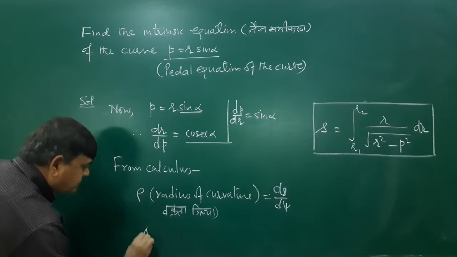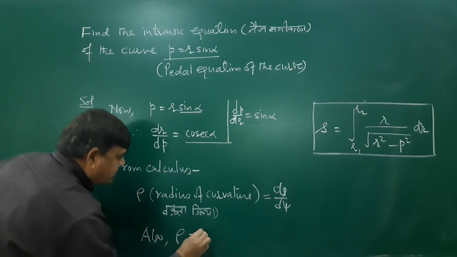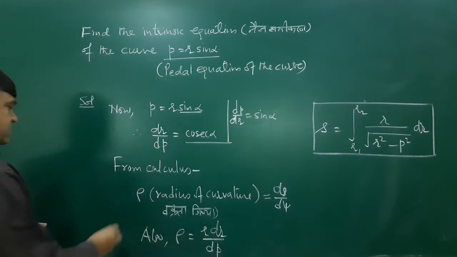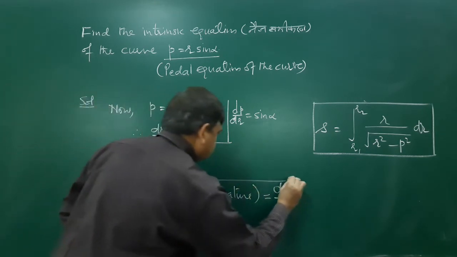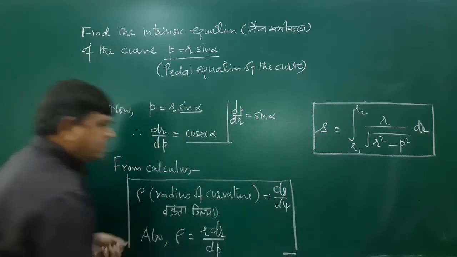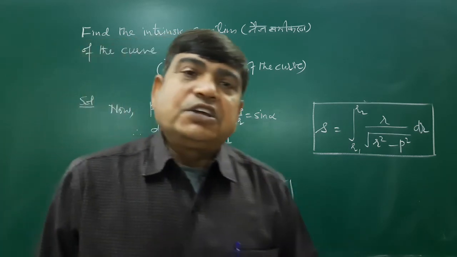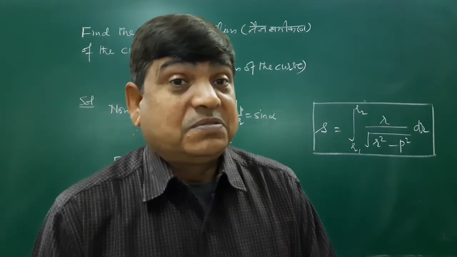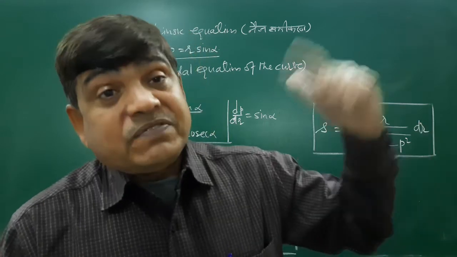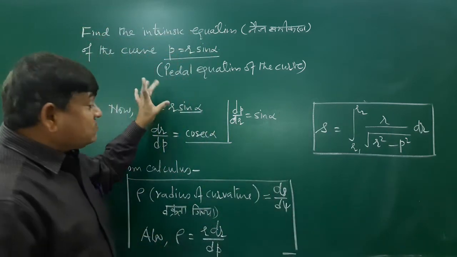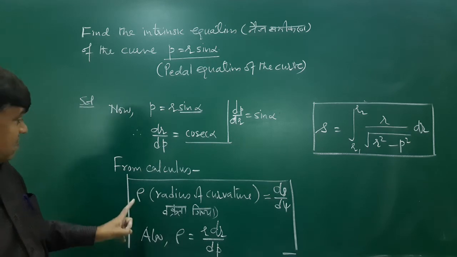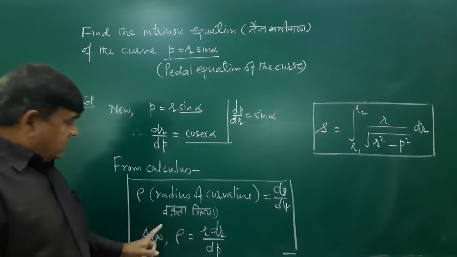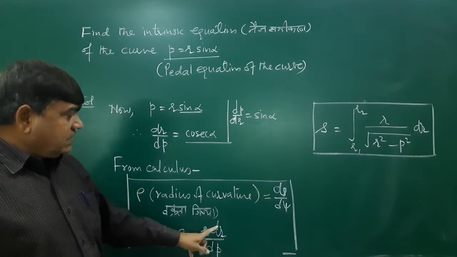Also rho equals r dr by dp. Remember this. If the Cartesian equation is given, then we find dy by dx, and dy by dx is tan psi, so psi is obtained from that. But here it is in terms of p and r. So remember this radius of curvature is given by ds by d psi, which we have already done. This is also given by r dr by dp.